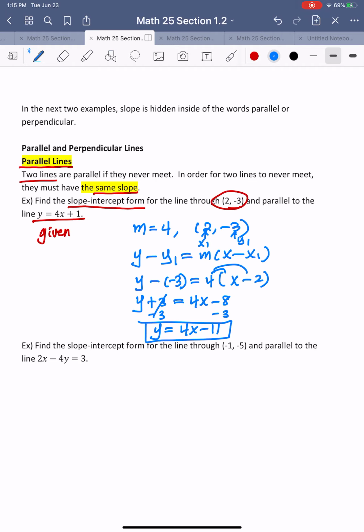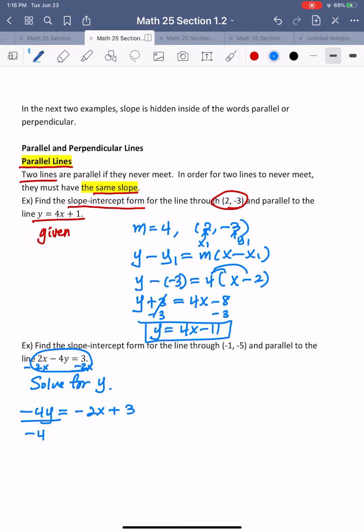Okay, next one. Find the slope intercept form for the line through (negative 1, negative 5) and parallel to the line 2x minus 4y equal to 3. So when you have the standard form, which is this form, we don't know the slope yet. So in order to find the slope, you need to solve for y, because y equal to mx plus b, okay? So in order to do that, I need to subtract 2x from both sides, and then I get negative 4y equal to negative 2x plus 3.